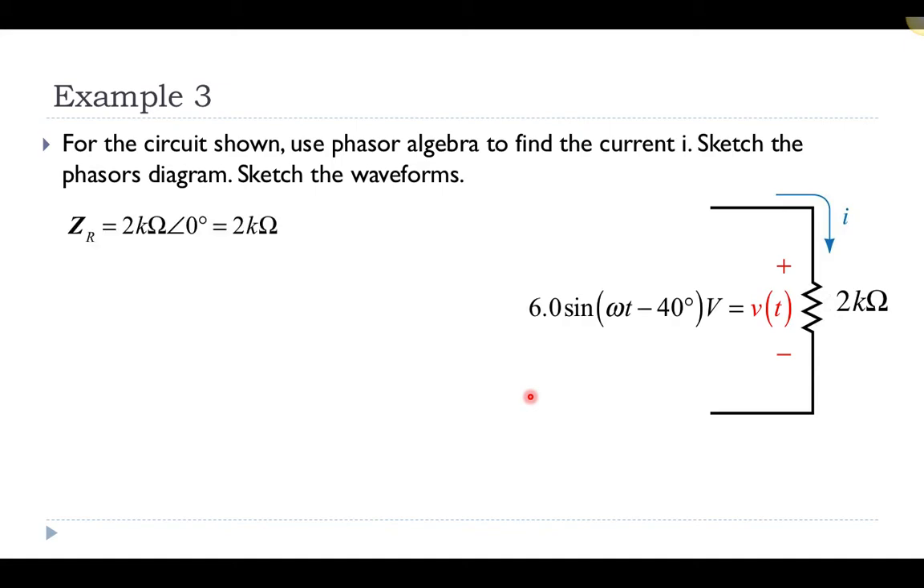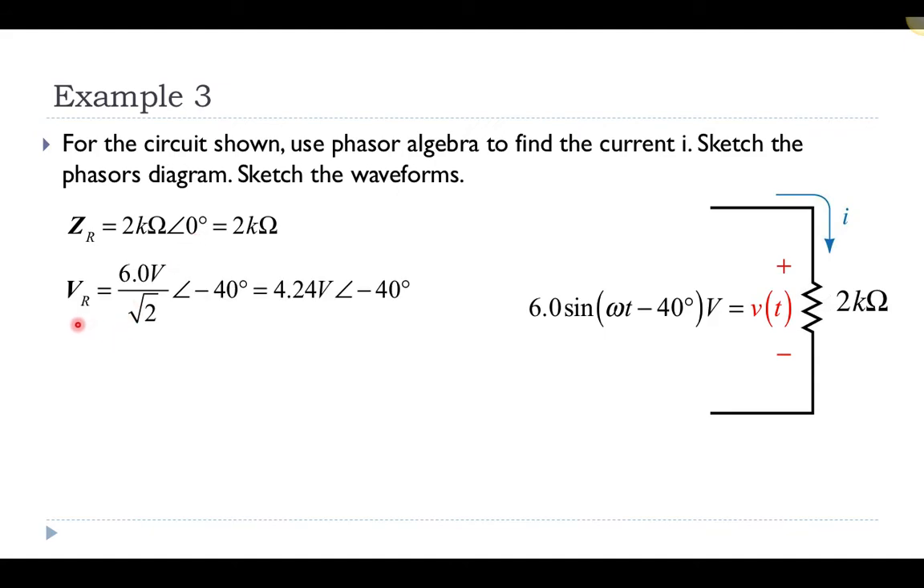So the very first thing that I would want to do is figure out what the impedance is for that particular resistive component, and I know that it is just a resistor, and so the impedance is just the resistance value of 2 kiloohms, and the angle is just 0, so it only has a real part because it's resistance.